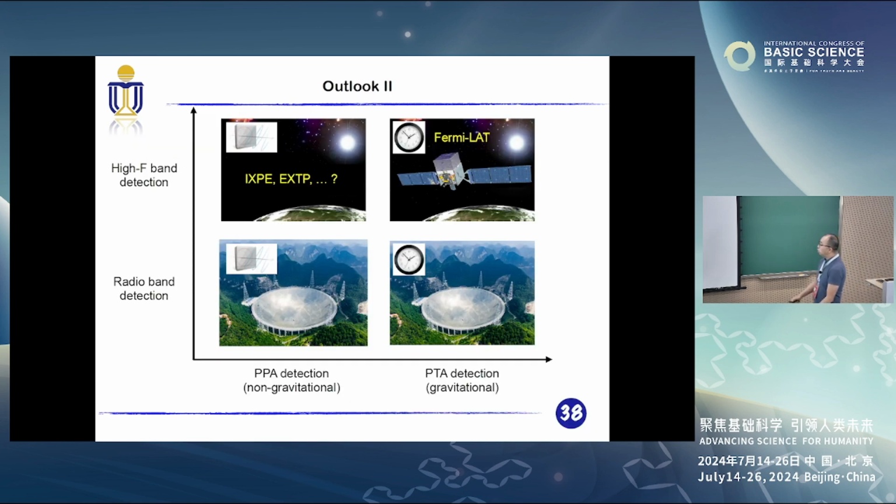And then you can imagine we can also extend such effort from the pulsar timing array to the pulsar polarization array. So in the future, there is the possibility to construct a pulsar polarization array in the high frequency band, for example, using IXPE or eXTP. By making these efforts, maybe we can build up a complete scheme for the PTA and PPA science.